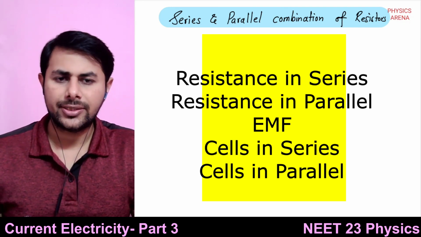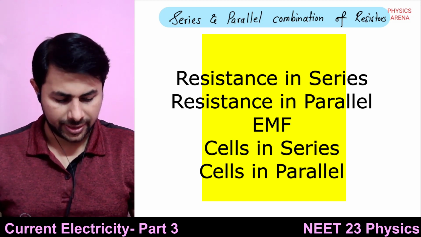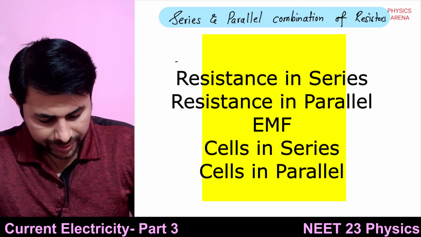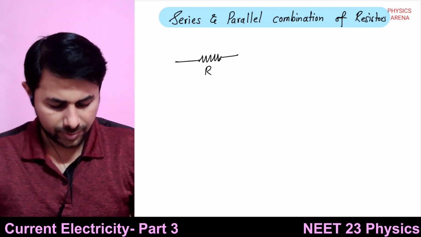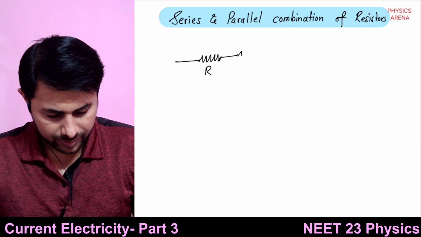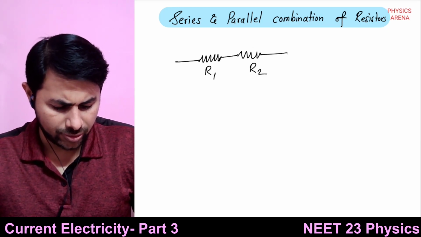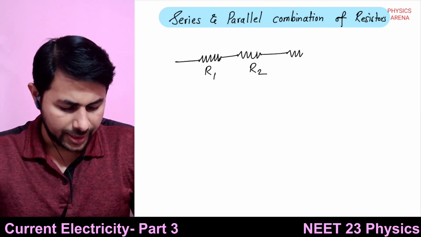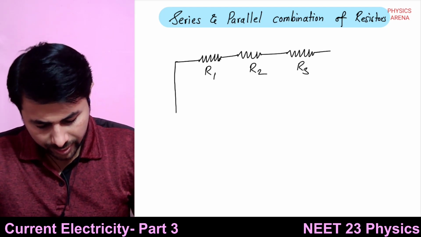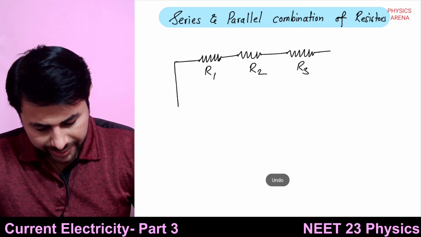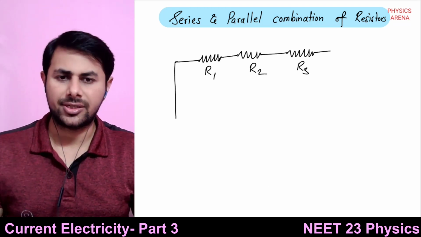So first of all, let us see the series combination. Let's suppose we have n resistors connected in series. This is our first resistor, this is the second. Let's suppose R1, R2, so on and so forth. We have n number of resistors. This is R3, etc. So can you just guess what will be the equivalent resistance of these three resistors connected in series?